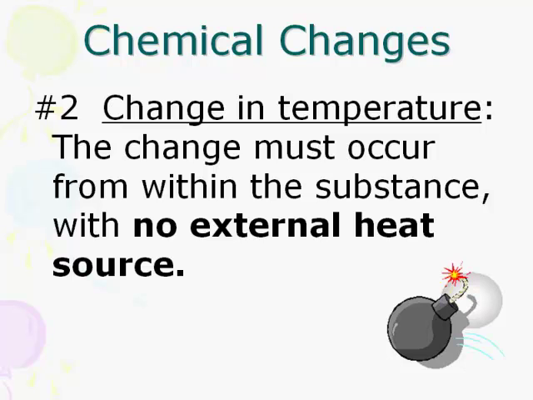Number 2, we could have a change in temperature, or we could notice that some energy is being given off in the form of sound or light. That change must occur from within the substance with no external source. So, for example, if we heat a pan of water on the stove and it gets hot, that is not a chemical change, that is a physical change.